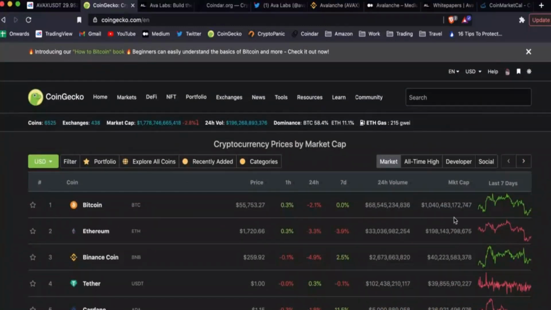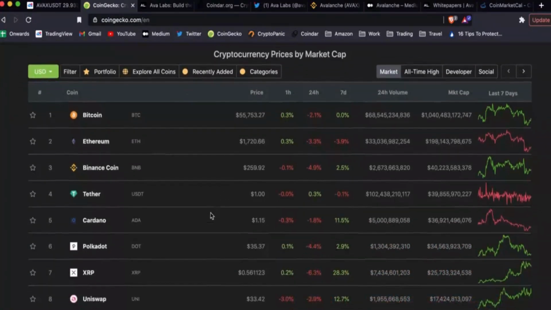cap, right? And what we call market cap is the price multiplied by the total circulating supply, the supply of the token, right? So if there's only one Bitcoin in existence, pretend there was only one Bitcoin, and the price is 55,753, the market cap would be 55,753. But of course, there's 18 mil or something like that Bitcoin in circulation, so the market cap is over 1 trillion. Okay, so this is ranked by market cap.